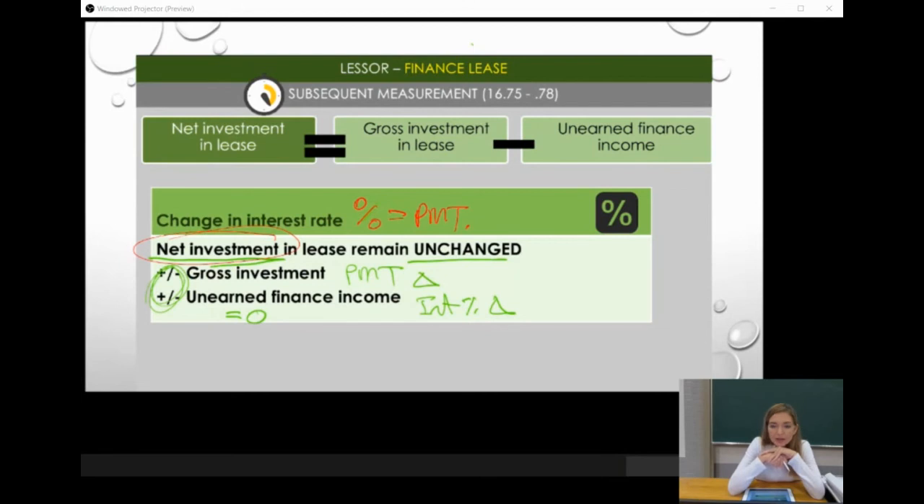Yes, it's the exact same treatment as a change in the rate of the lessee. Obviously, just now we have these funny accounts.